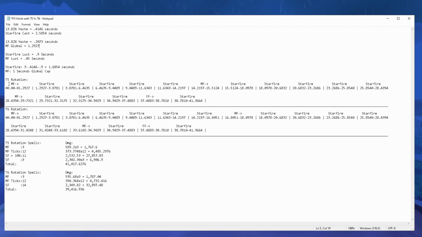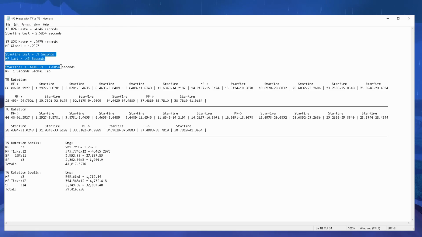I forgot to put Fairy Fire at the start, so we were applying Fairy Fire at 37.48, but it's really another 1.29 added on to that. So debuff uptime would be 100% for both.